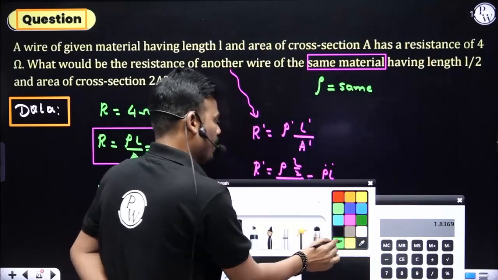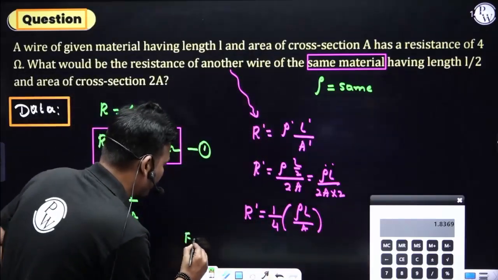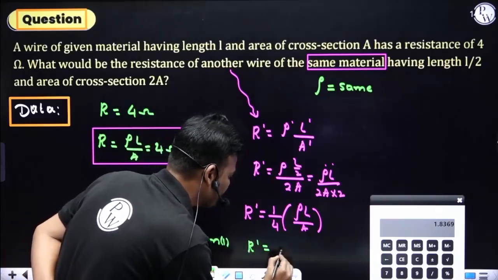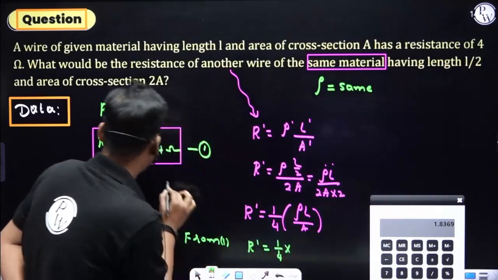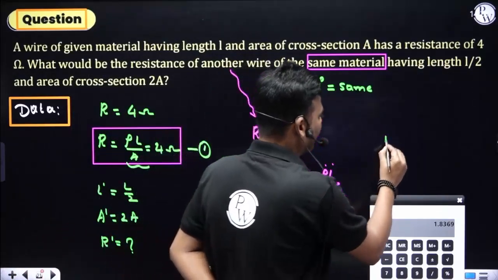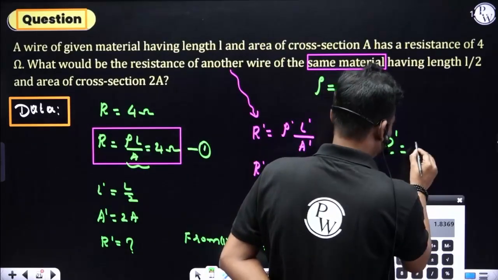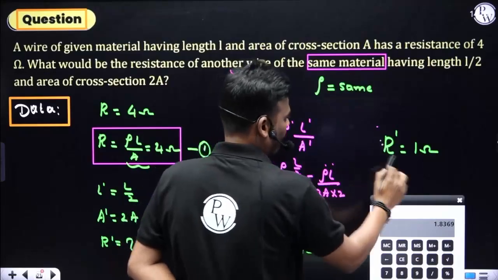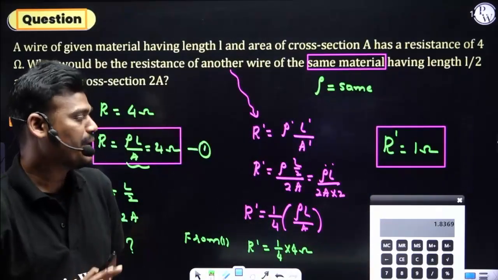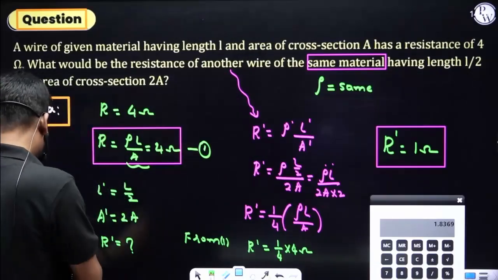Have you seen this one, rho L divided by A? Yes, from equation 1. So R dash equals 1 by 4 into the value of this, 4 ohm. So the 4 gets cancelled, and finally R dash, the resistance of another wire, is 1 ohm. So simple. Approaching the question is very, very important: what they have given and what we need to find out.